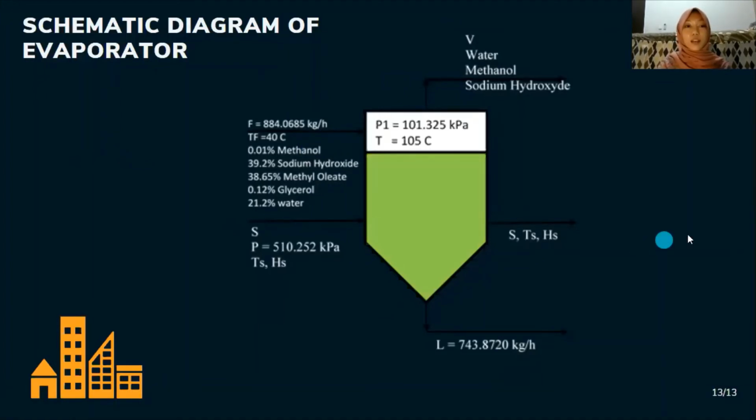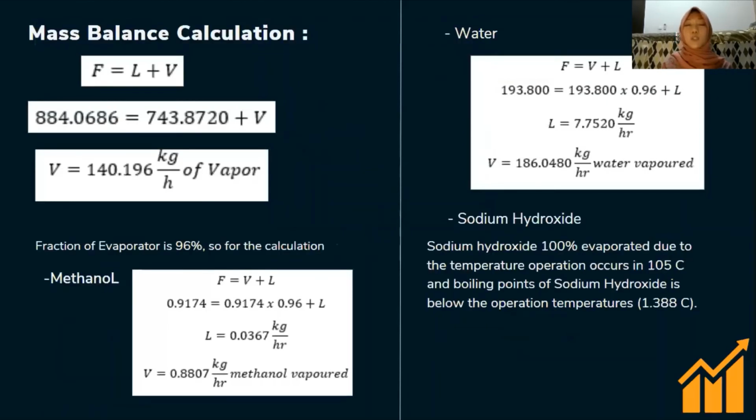And now this is the mass balance calculation. As we know, in the evaporation process, the overall mass balance is F equals L plus V. F means feed, L is liquid, and V is vapor. As I explained before, F is equal to 884.0686, and the liquid is 743.8. So we can get the vapor equal to 140.16 kg per hour.